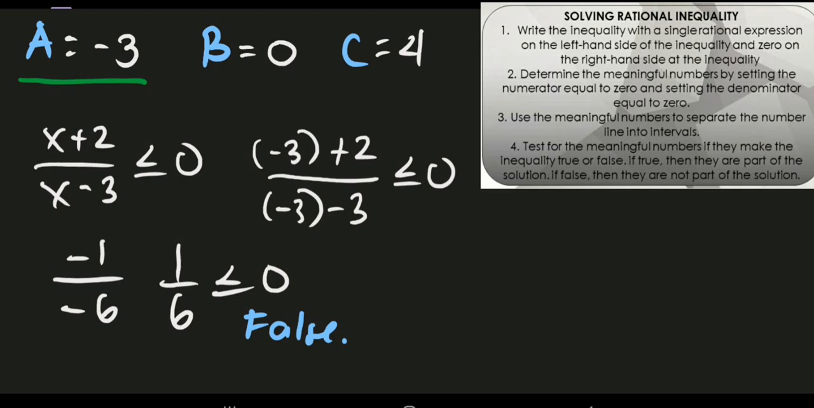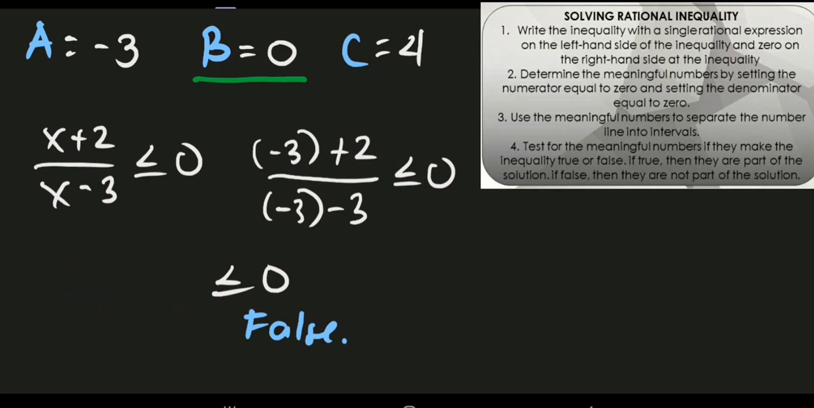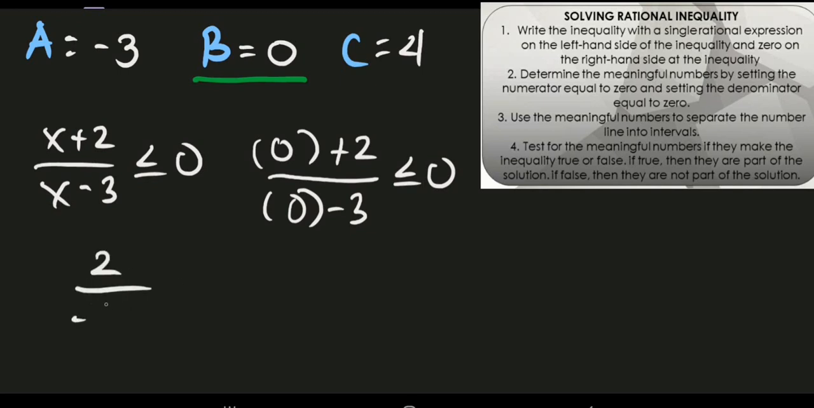Okay, so let's try to test interval letter B. For letter B, just replace the value of x with 0, and let's test if it is true or false. So we have 0 plus 2, that is equal to 2, over 0 minus 3, that is equal to -3, and that is less than or equal to 0. Now, let's test: is -2 over 3 less than or equal to 0? So that is actually true. That means we have this interval letter B as part of our solution.